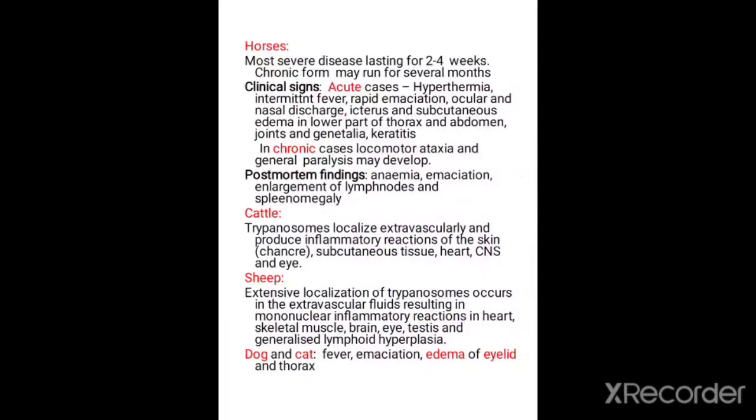In the case of horse, this is the most severe disease, which lasts for 2 to 4 weeks. In chronic form, it may run for several months. Clinical signs in acute cases are hyperthermia, intermittent fever, rapid emaciation, ocular and nasal discharge, and icterus, and subacute edema in the lower part of the thorax and abdomen can also be noticed. In chronic cases, locomotor ataxia and general paralysis may develop.